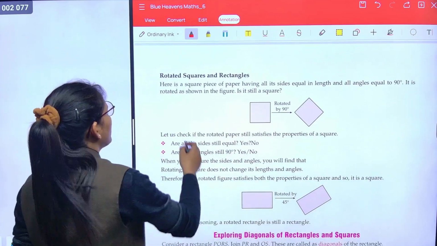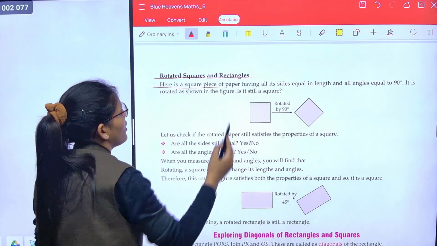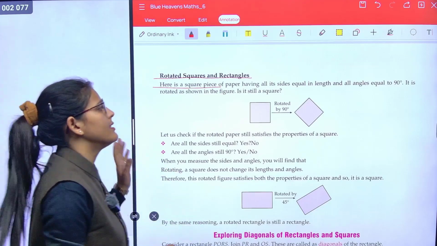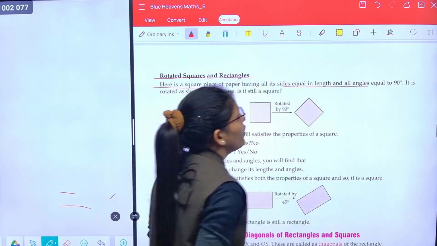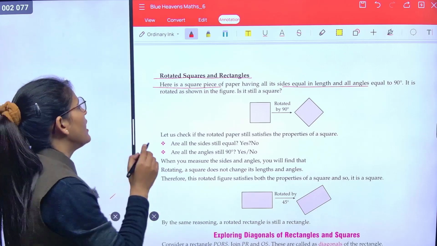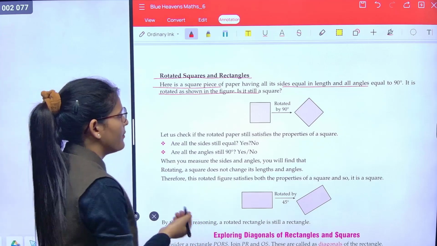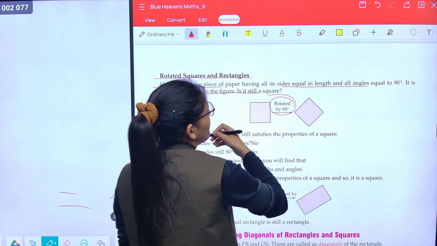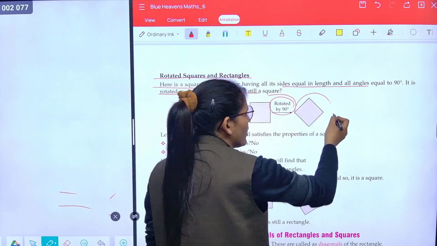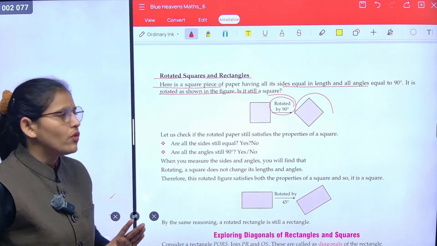Now class, rotated squares and rectangles. Here is a square piece of paper having all its sides equal in length and all angles equal to 90 degree. It is rotated as shown in the figure. Is it still a square? Now class, you can see here it is rotated by 90 degree. We have rotated it by 90 degree. Is it still a square?